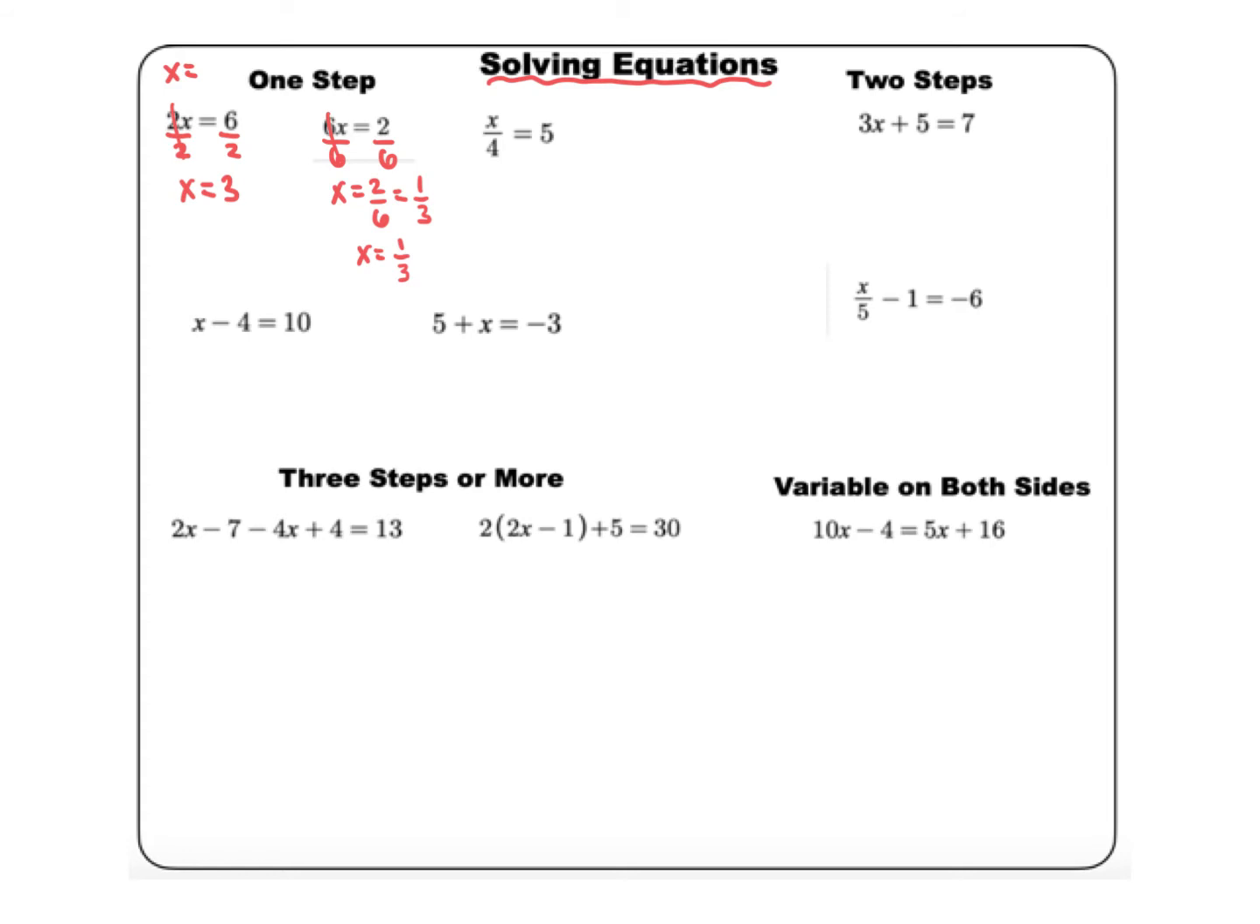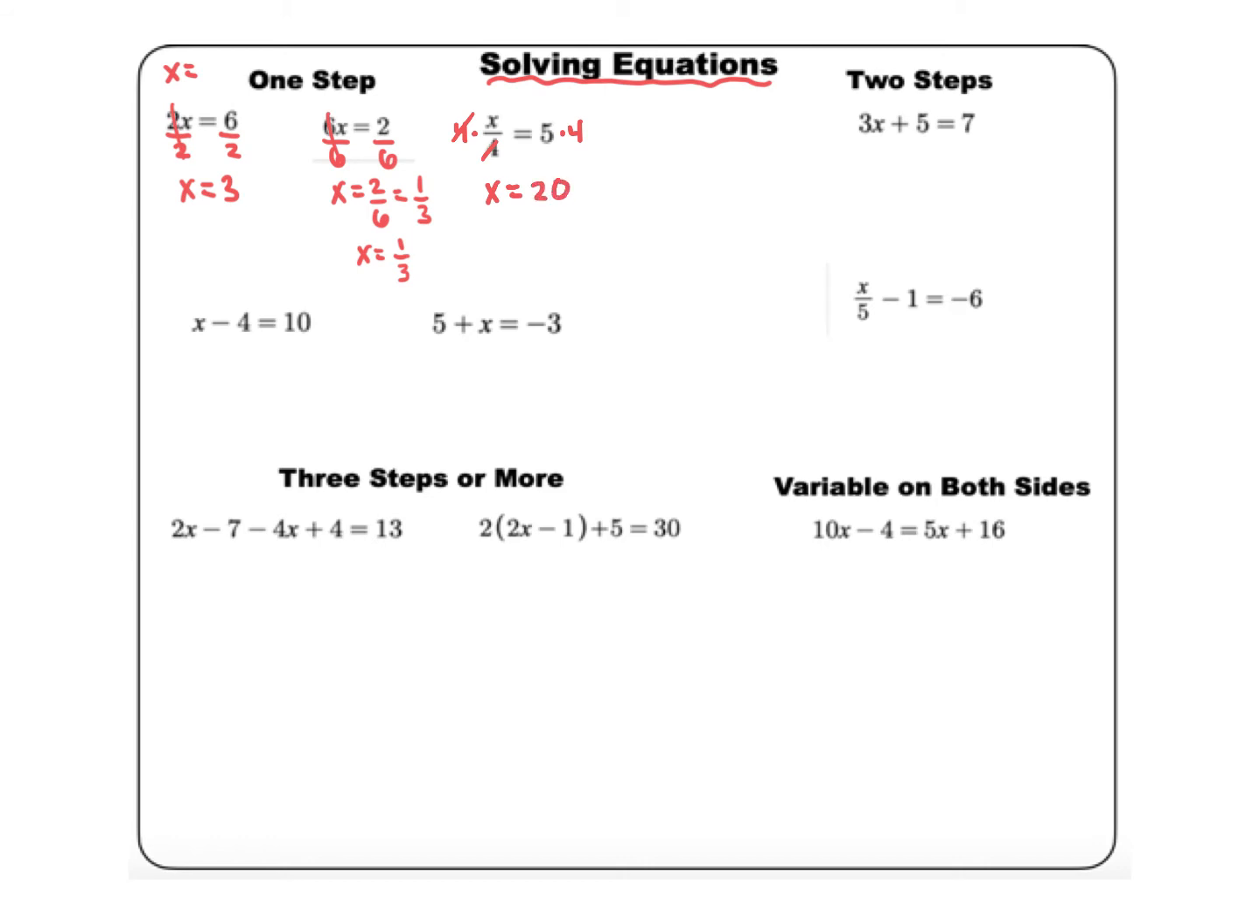This problem is a little bit different. We get x divided by 4 equals 5. If I want to undo division, I have to do the opposite, which is multiplication. So I'm going to multiply each side by 4, and those will cancel out, because 4 divided by 4 cancels, and x equals 5 times 4, which is 20.